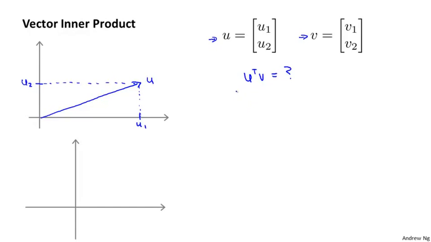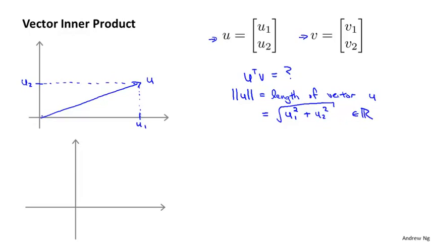Now, one quantity that would be nice to have is the norm of the vector u. So these double bars on the left and right denote the norm, or the length, of u. This just means the Euclidean length of the vector u, and by Pythagoras theorem, this is equal to the square root of u1 squared plus u2 squared, right? And this is the length of the vector u. That's a real number. It just says, what is the length of this vector down here? What is the length of this arrow that I just drew? That is the norm of u.